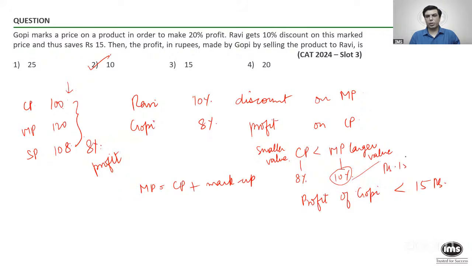This is 15 rupees. So even without knowing how much is Ravi's profit, Gopi's profit and all, we can say that it is definitely going to be less than 15 rupees. And there's only one option which is less than 15. So that has to be the answer.